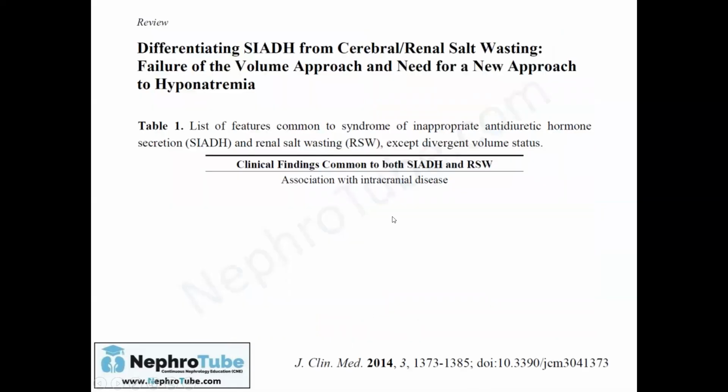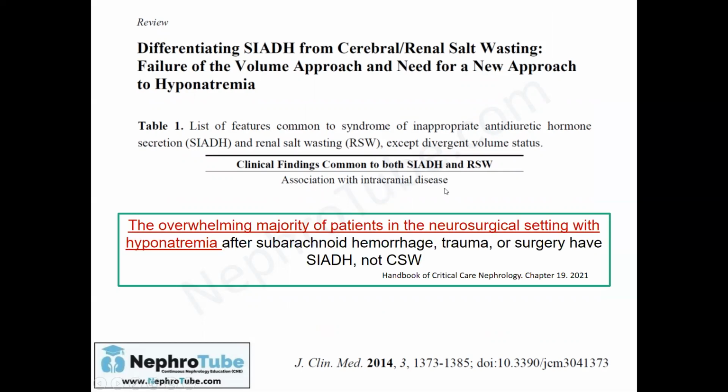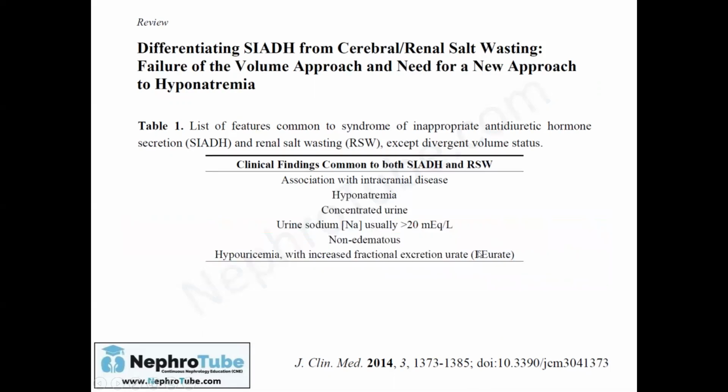So to conclude again, both SIADH syndrome and the renal salt wasting may be associated with intracranial disease, but to put in mind, the majority of patients in neurosurgical settings with hyponatremia due to subarachnoid hemorrhage, trauma, or whatever the cause, are mainly having SIADH syndrome, not cerebral salt wasting. This is very important. SIADH syndrome is more common than cerebral salt wasting or renal salt wasting.